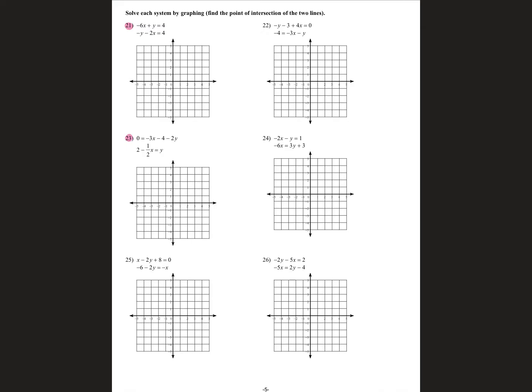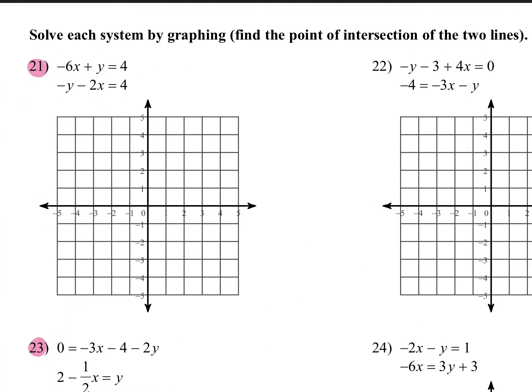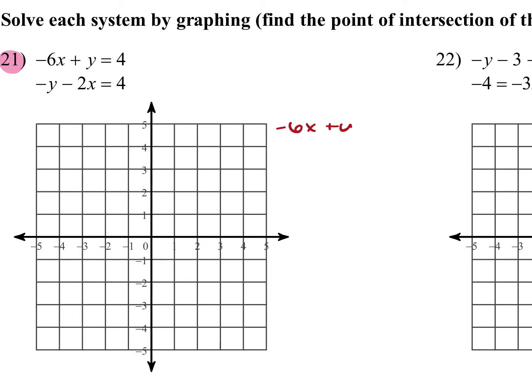If we look at the next page, we're going to be looking at number 21 first. It gives us negative 6x plus y is equal to 4, and negative y minus 2x is equal to 4. We're going to start with that negative 6x plus y is equal to 4. We're just moving the 6x over by adding it to both sides. So we have y is equal to 6x plus 4. From here, we're going to go up to 4 on the y-axis, put our first point. We cannot go up 6 and to the right 1, so we're going to do the opposite of that and go down 6 and to the left 1.